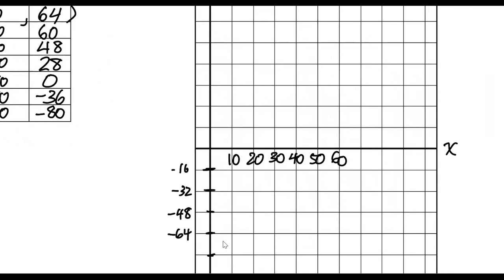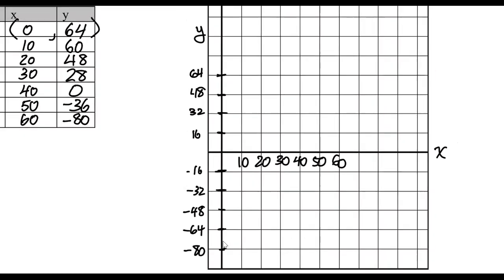You could go by 25s and estimate. You can go by whatever you want. I'm just trying to get some clean points here. It's not always going to work out, but we'll give it a shot.